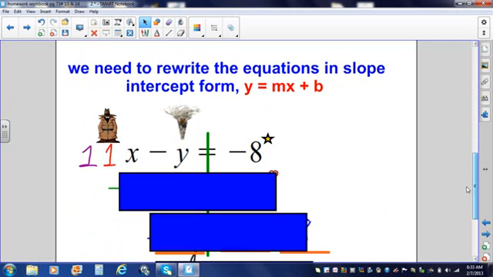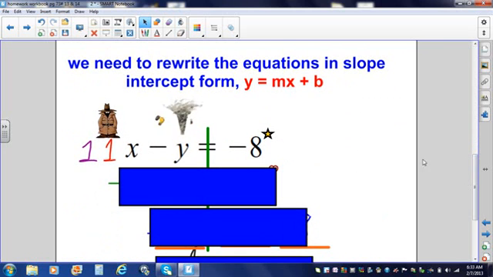Now, let's rewrite the second equation in slope-intercept form. Invisible coefficient of 1, invisible coefficient of 1. Oh, you want the red over here? Oh my gosh, you're driving me crazy. There. Happy?